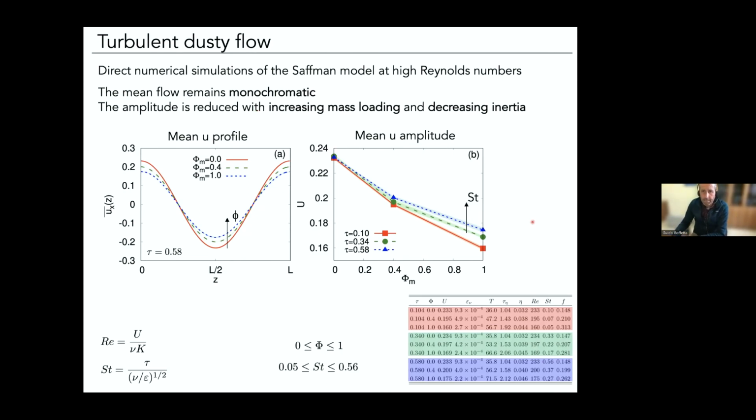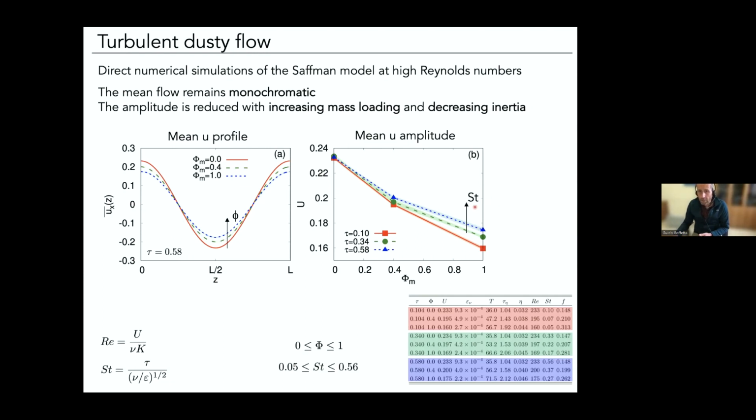This is more clear in this plot on the right, where I plot the amplitude of the mean flow as a function of mass loading. So this is the Newtonian case, and we have a monotonic decrease with the concentration of particles. But what is more surprising is that the three lines correspond to three different Stokes times. And so it seems that by increasing the Stokes time, or the Stokes number, the effect of the particle is reduced.